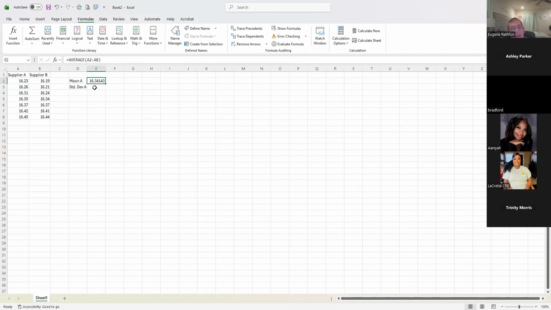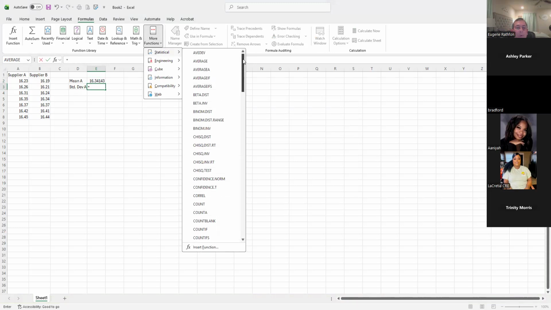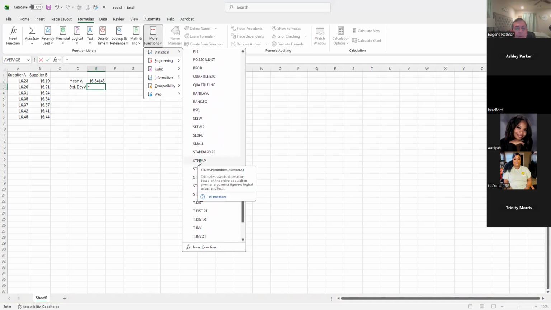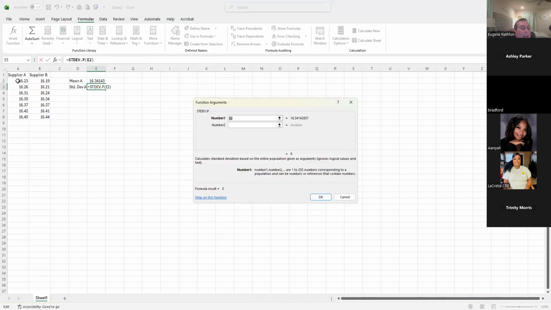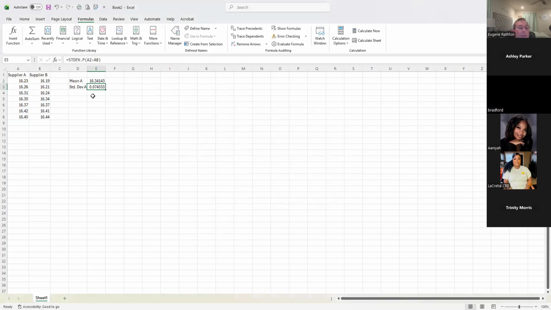16.34143. Now the standard deviation, I'm going to highlight the box below it to the right. I'm going to put equals. I'm going to go up to more functions, hit statistics, and go down and get standard deviation. So standard deviation dot P. And y'all let me highlight the column again. So A2 to A8. I'll hit OK. And it tells me I got a standard deviation of 0.07.